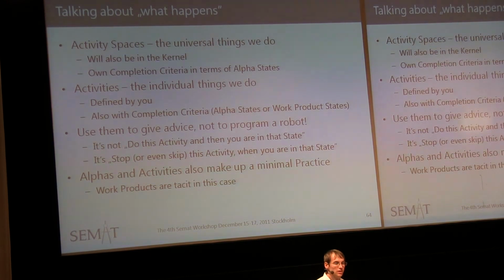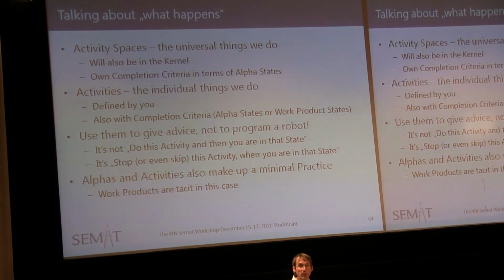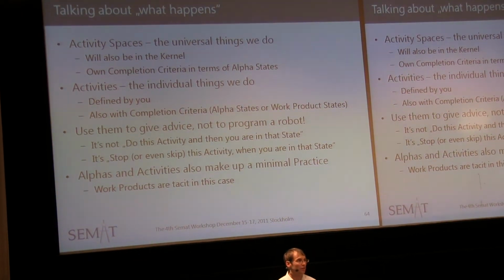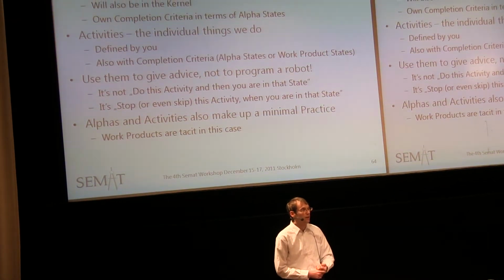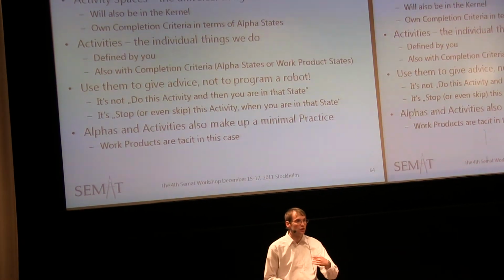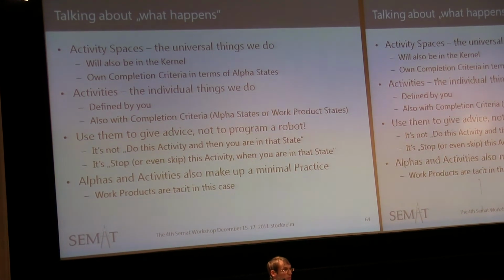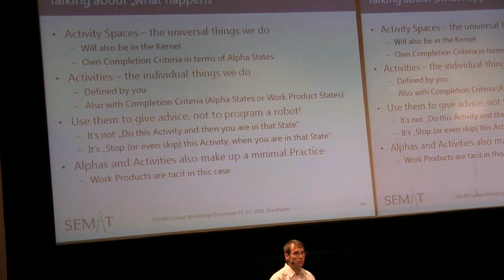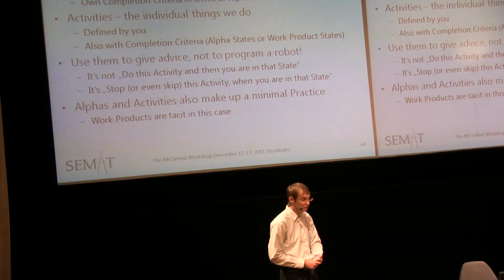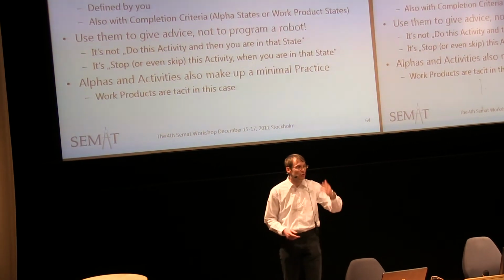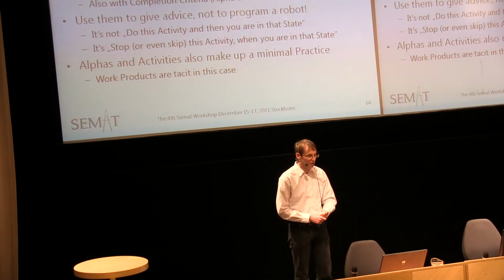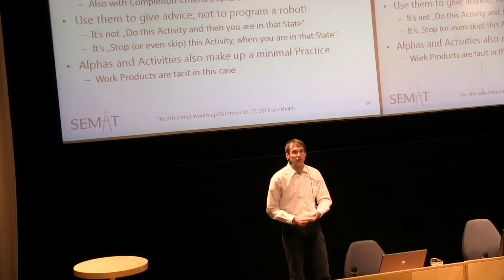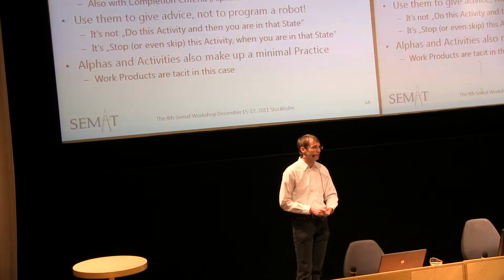Activity spaces, you have seen that on Ian's slide. The universal things we do. We specify the system, we implement it, we test it. We drive our team and so on. Okay, they are in the kernel. They are universal. And then there are the individual things we do. We write code, or we generate code. We do unit tests, or code inspection, or whatever. These are the individual things we do. We call them activities. And again, it's up to you to define what are the things I'm doing. They are not universal. And both the activity spaces and the activities have something we call completion criteria.